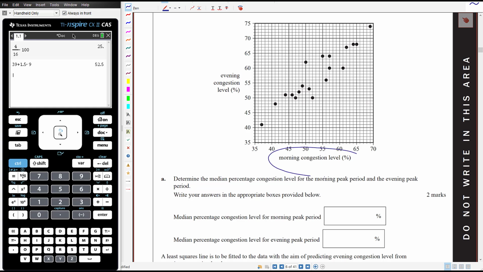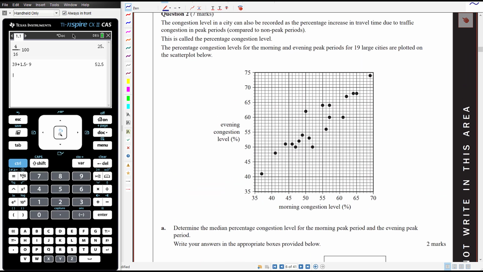Okay, so we've got morning congestion level on the horizontal axis, so the explanatory variable, and evening congestion level on the vertical axis, so the response variable. Now we know that we've got 19 large cities, okay? So that means that the median is the 19 plus 1 divided by 2, so the 10th value. Okay, so let's focus first of all on the morning congestion level. So this is the smallest value here. This is the second smallest, so we're looking for the 10th smallest.